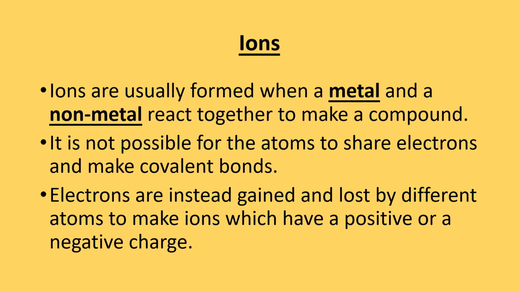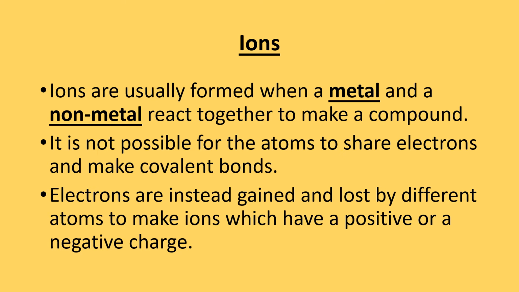So when learning about covalent bonds, you've probably learned the rule of thumb that covalent bonds only form between non-metal atoms, and that is true about 99% of the time. There are a few exceptions to it, but basically it's the easiest way for us to summarize it. We can do a similar thing with ions and ionic bonding, which is that ions are usually going to form when a metal and a non-metal react together to make a compound.